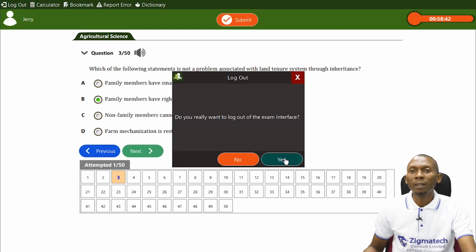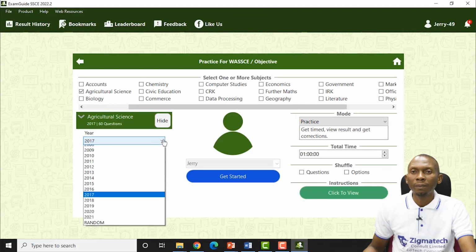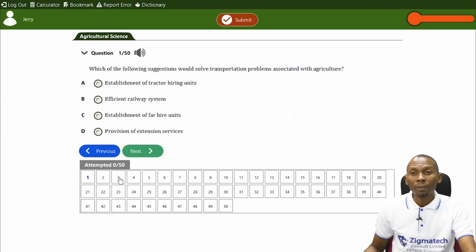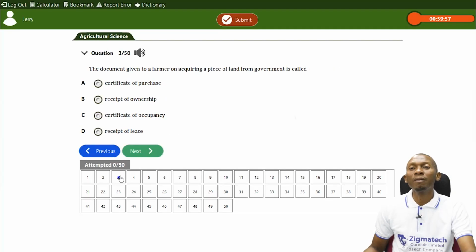So let's go to 2016 to answer another question. This question says, the document given to a farmer on acquiring a piece of land from the government is called: A, certificate of purchase, B, receipt of ownership, C, certificate of occupancy, and D, receipt of lease. Remember when I taught you, I talked about C of O, which is certificate of occupancy. So the answer is C, certificate of occupancy.